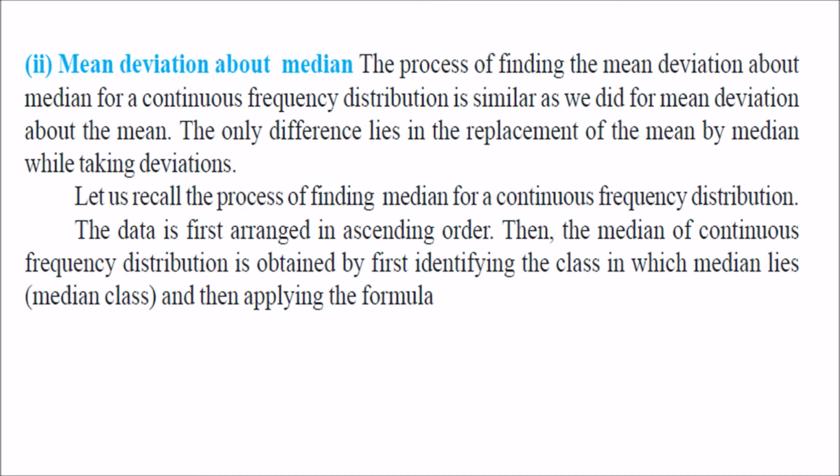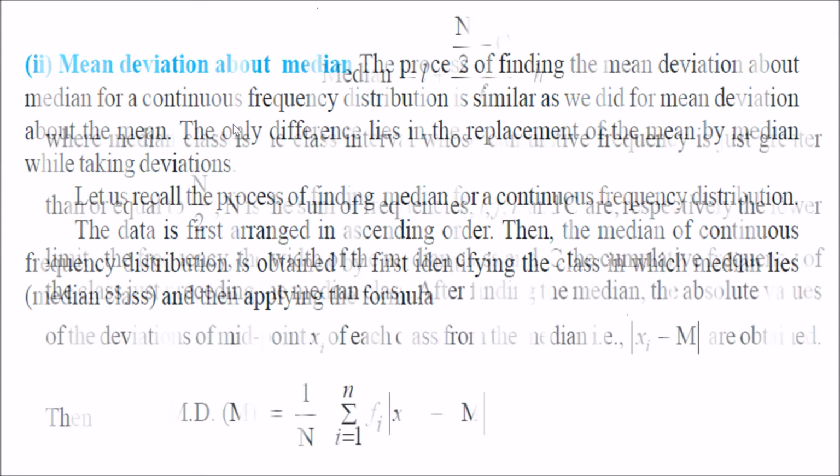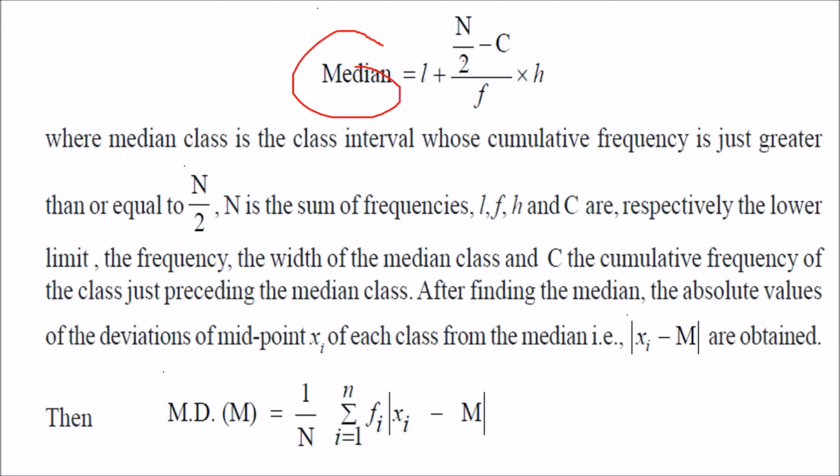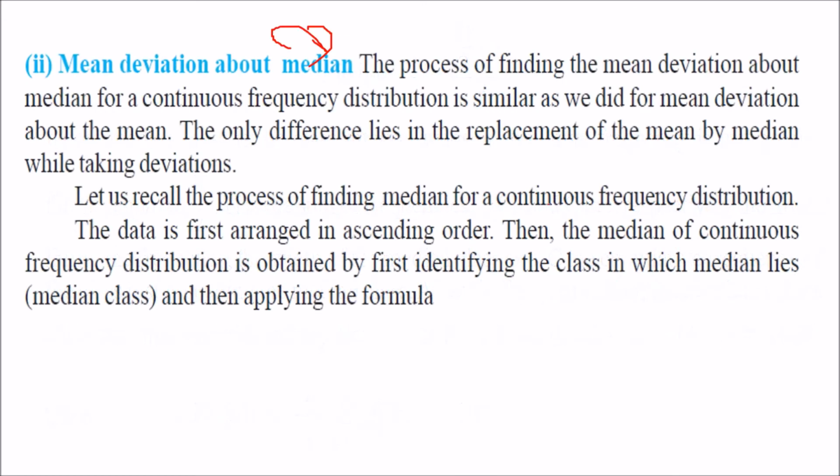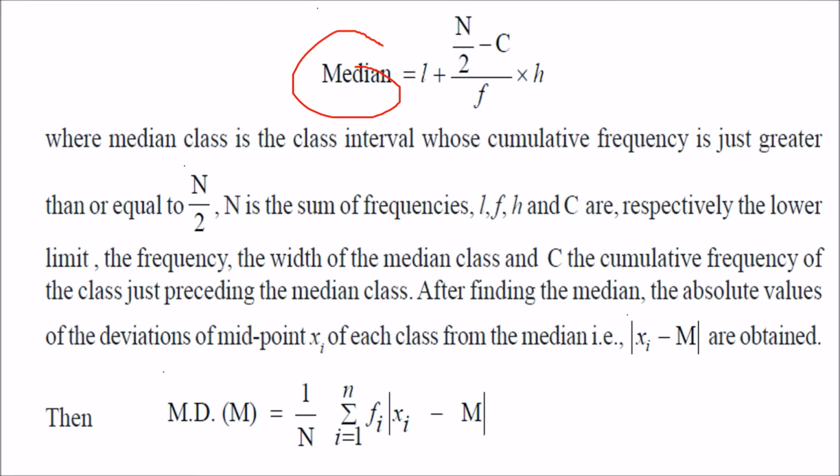How about mean deviation about median? So let us see with an example how we can do it. First we have to take the median. This is quite simple. What we are going to do here is, first we have to see the class. If this median is L, this L is nothing but the lower limit, because there is a lower part also and a higher part also.